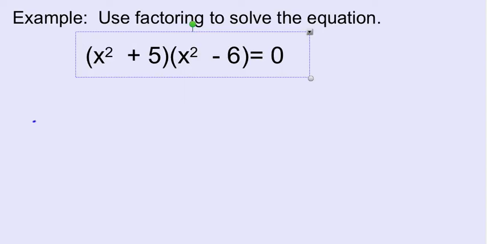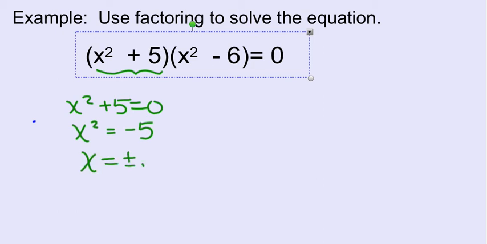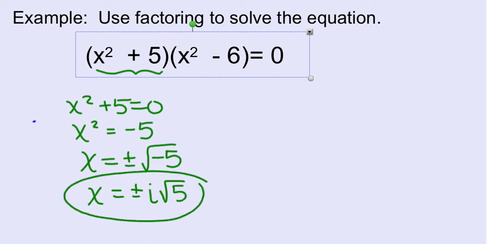Our last example is use factoring to solve this equation. It's already factored. So now we're going to set each of the factors equal to 0, and something's going to happen with one of the pieces. So here's one of the factors, x squared plus 5 equaling 0. Subtract 5, square root. What popped up is a negative underneath that radical. So you change that to an i out in front and then leave a 5 underneath. So these are what we call imaginary solutions. They will not be x-intercepts on your graph.